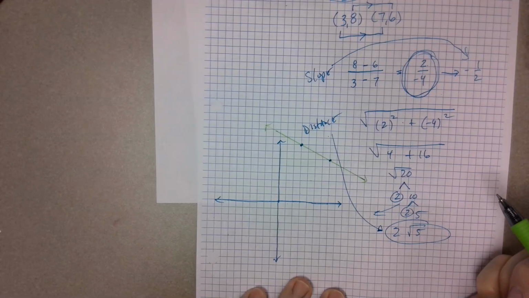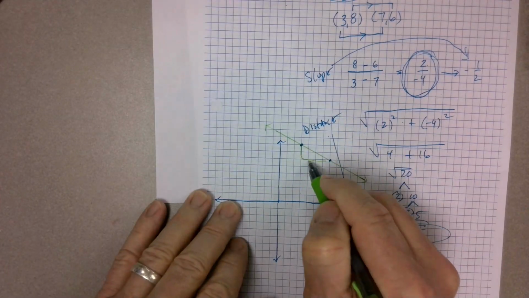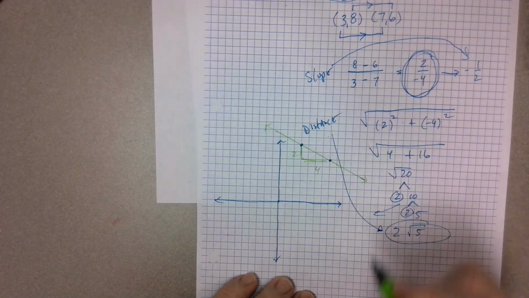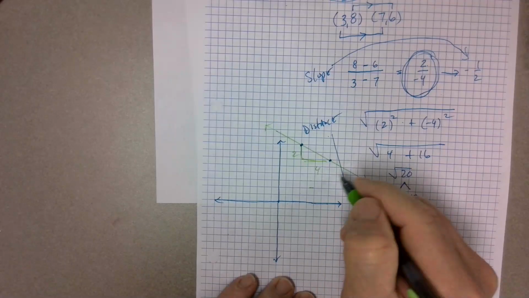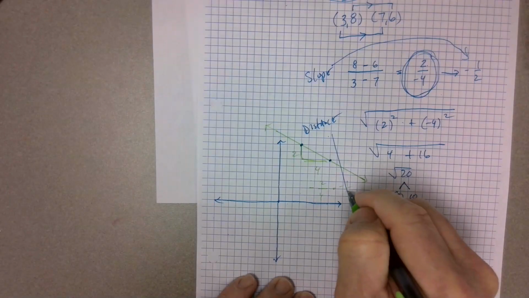Now, if I'm going to try to find the slope of this thing, I would use the rise and the run, which is 2 and 4. And notice that the line is going downward, so the fact that it goes downward tells me it's negative, and that would be 2 over 4, which is negative 1/2.